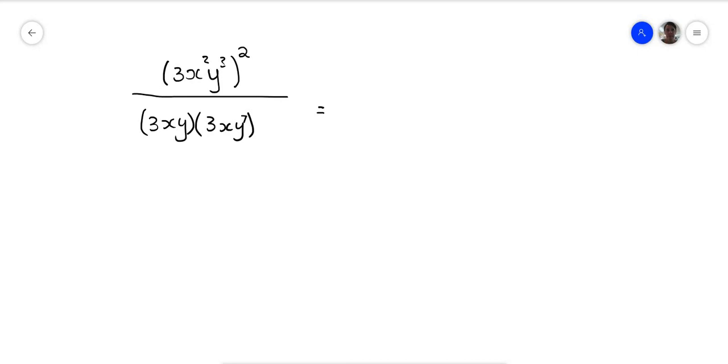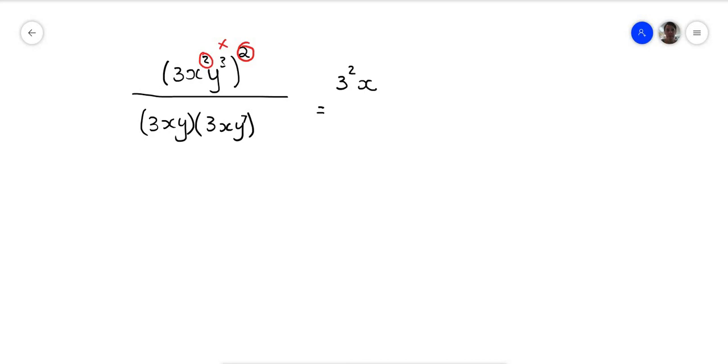So let's start there. So it's going to be 3 to the power of 2. X to the power of, whenever I raise a power with a power, it is going to be multiplied.